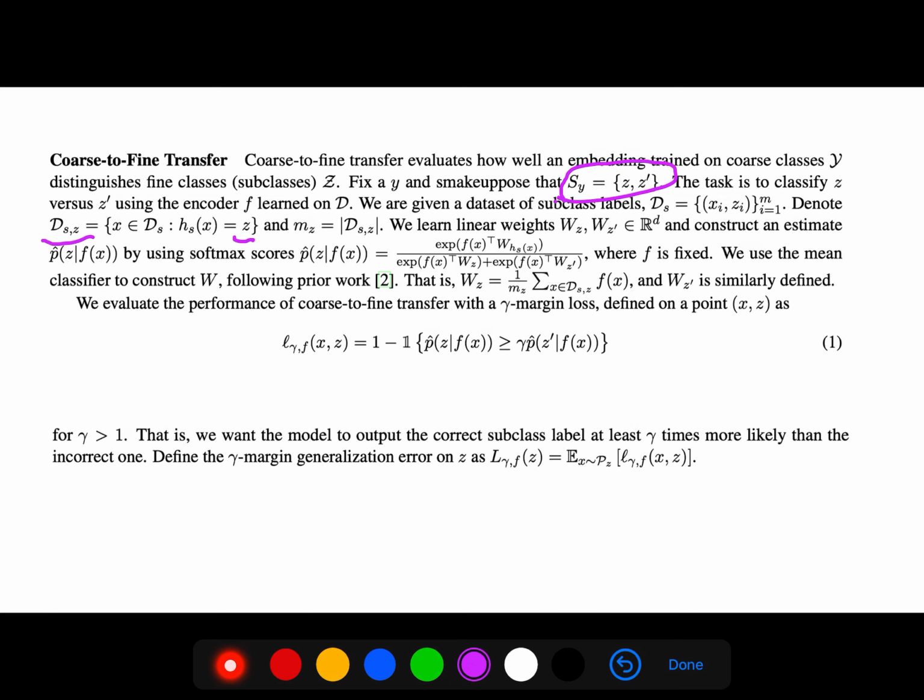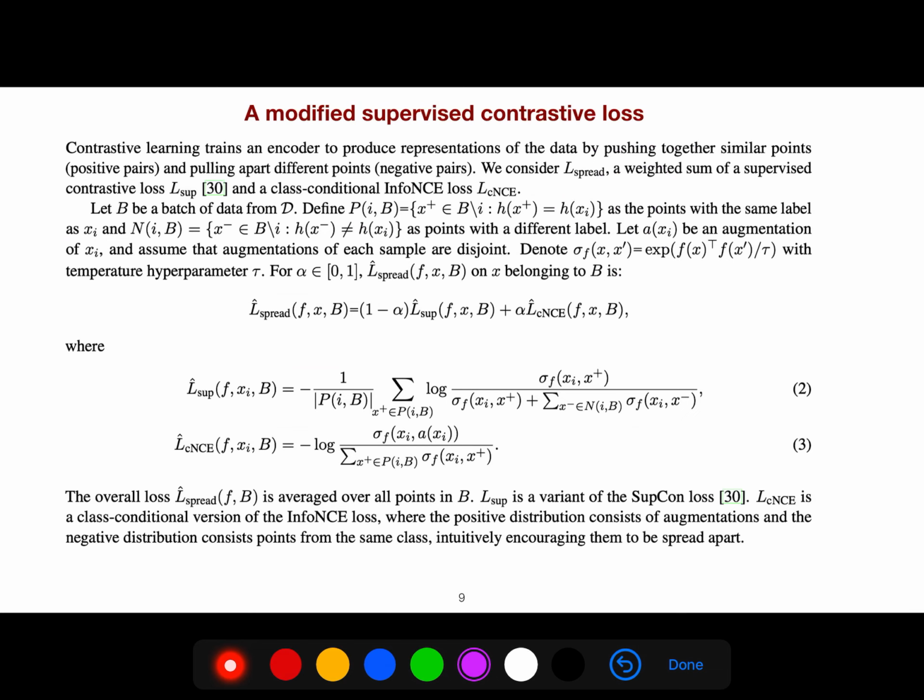So we learn linear weights and construct an estimate by using a softmax score. But f here is fixed, because given f, what is the probability of z? And then we can evaluate the performance of coarse to fine transfer with this gamma margin loss. But it could be considered as a modified supervised contrastive loss. And here B is a batch of data, and then P_i(B) is all x whose labels are equal.